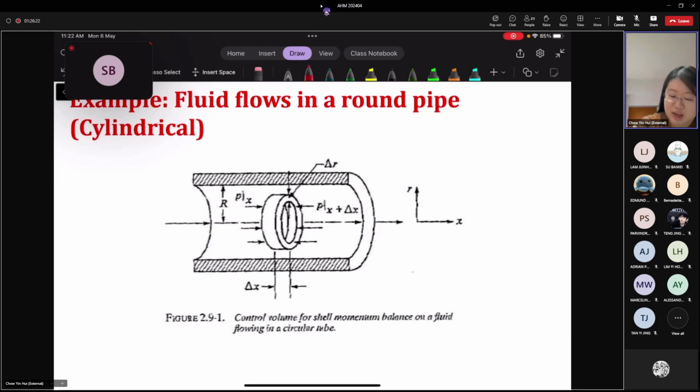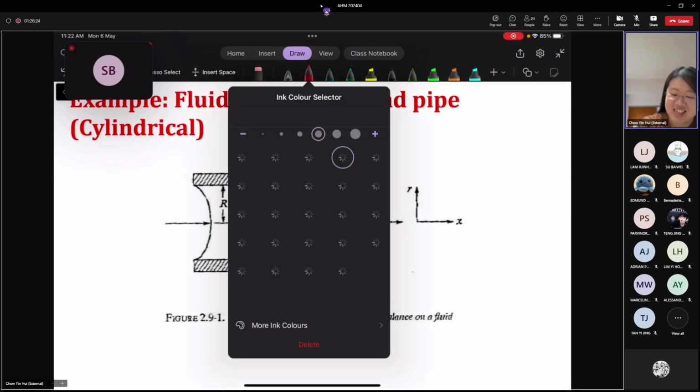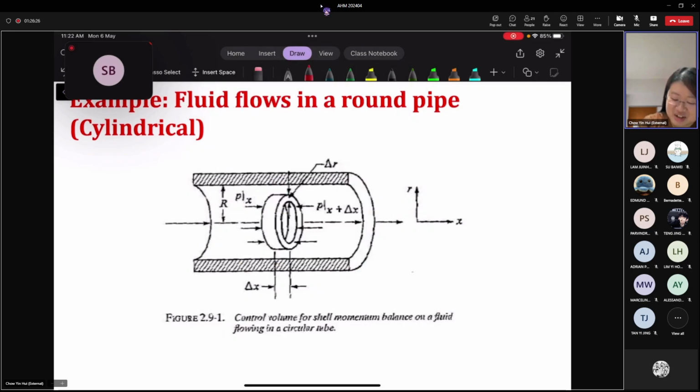This is a long lecture and quite a challenging one. Now, as mentioned, this is the region boundary x, and this is the boundary x plus delta x. Here is the inner radius, which we denote as r, and this is r plus delta r.